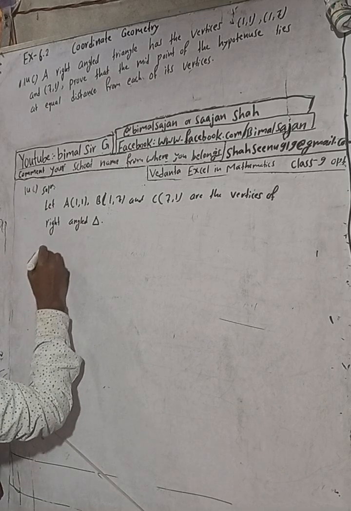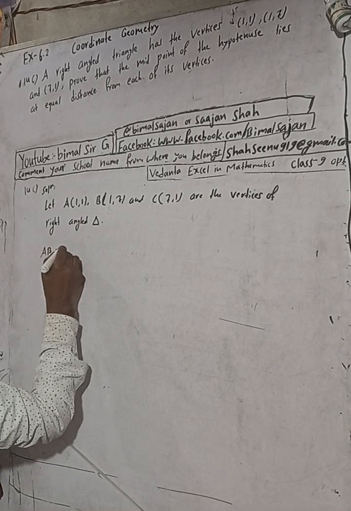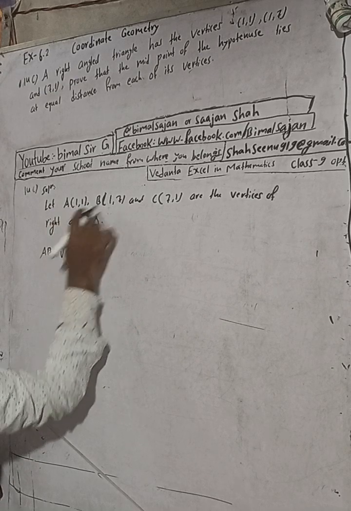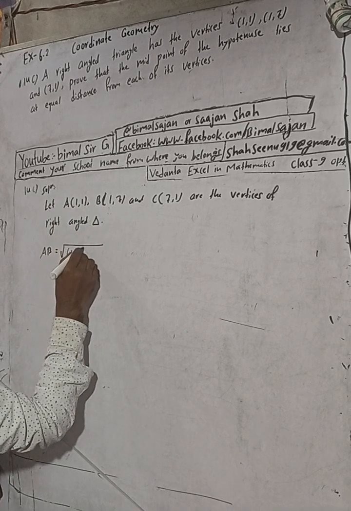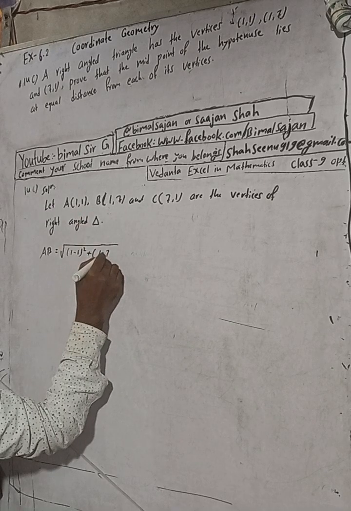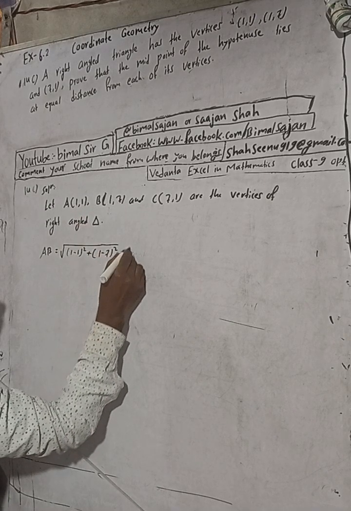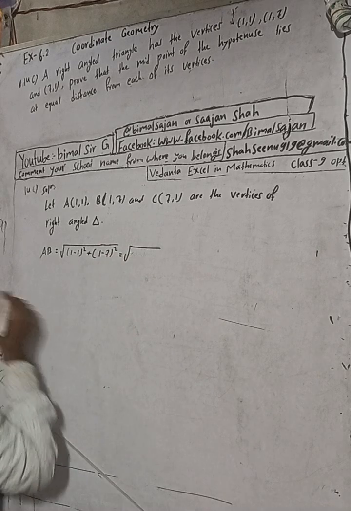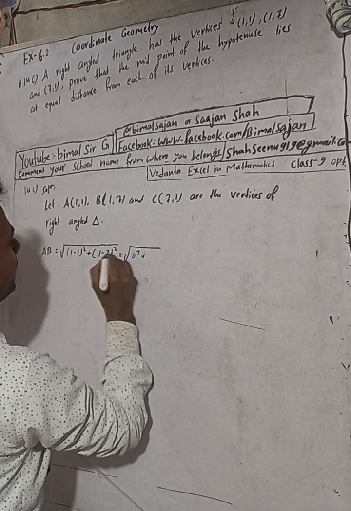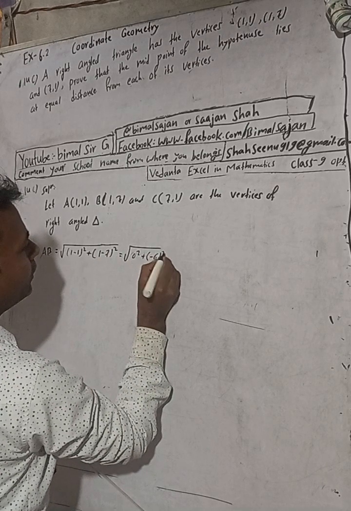AB is equal to root under (1 minus 1) whole square plus (1 minus 7) whole square. Here 1 minus 1 is 0 square plus, 1 minus 7 will be minus 6 whole square.